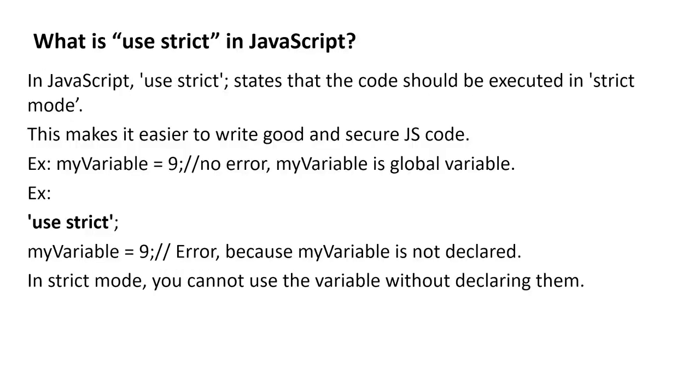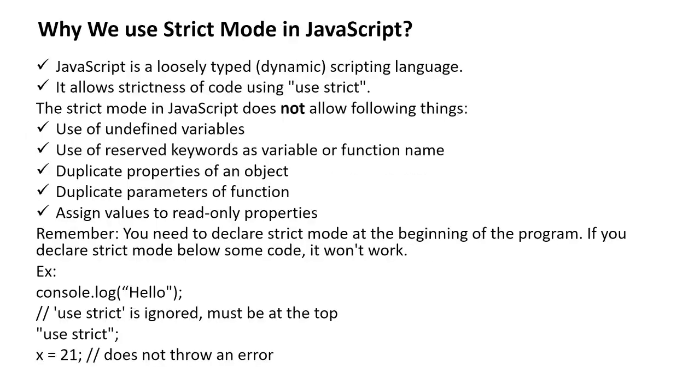What is use strict in JavaScript? In JavaScript, use strict states that code should be executed in strict mode. This makes it easier to write good and secure JS code. So example, myVar equal to 9, no error. My variable works as a global variable. Now we use strict, so myVar equal to 9 gives an error because my variable is not declared. In strict mode, you cannot use a variable without declaring it.